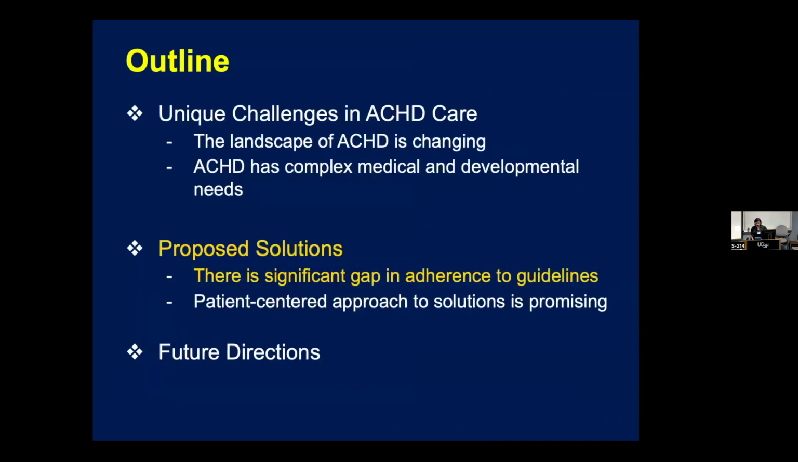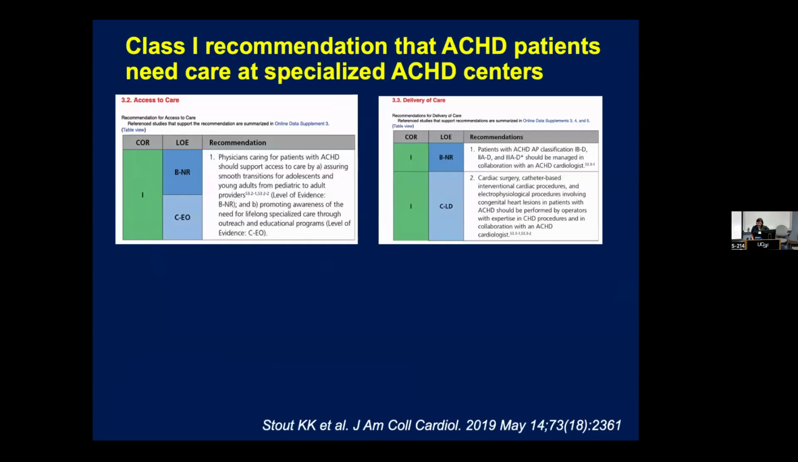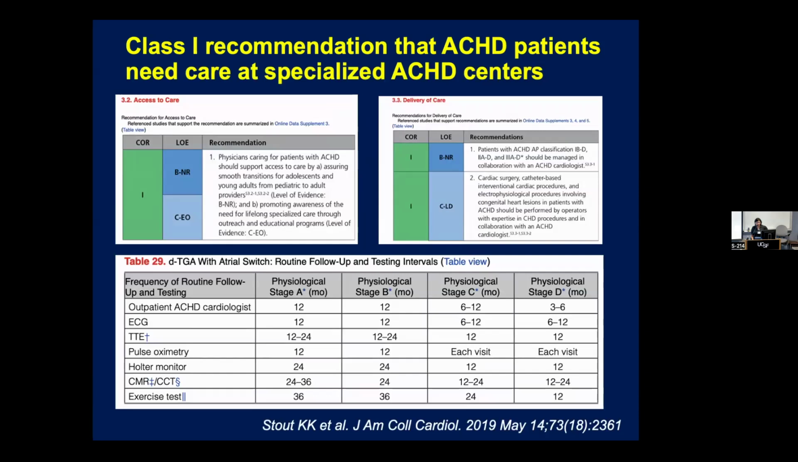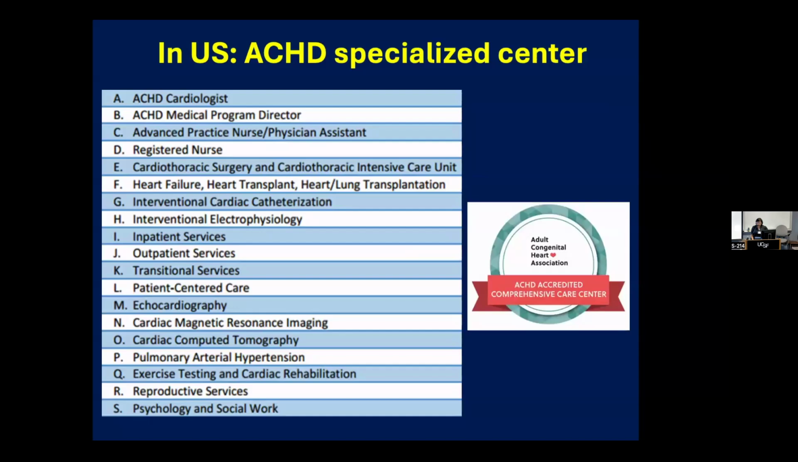So as we discuss potential solutions, let's start with understanding where there is a significant gap in adherence to guidelines. The most recent ACHD guidelines emphasized as a class 1 recommendation that all adults with CHD should be managed by or in collaboration with ACHD specialists. The guidelines also describe the frequency of surveillance monitoring using the recently proposed anatomic physiologic classification system. And not only are there guidelines, but there is a comprehensive list of requirements for accredited ACHD centers in the US to manage all the complex needs of these patients. And the list of the comprehensive centers across the country is growing every year.